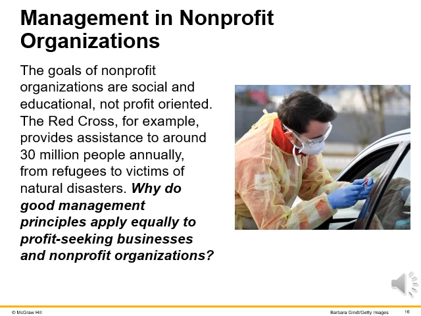As we discussed, the goal of a nonprofit is to handle the social and educational initiatives that are nonprofit oriented, like the Red Cross does in the example on the slides.